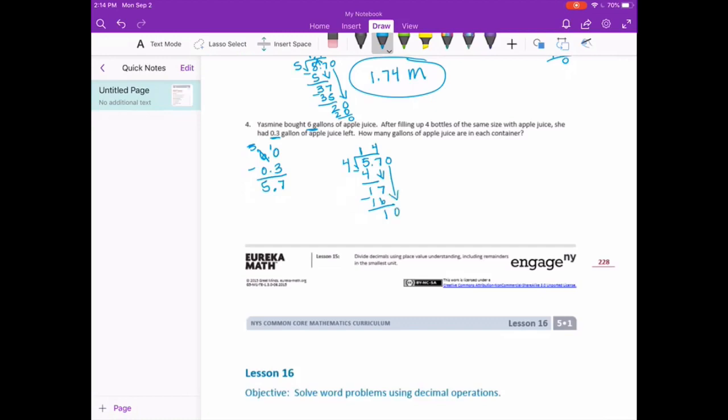4 goes into 10 twice. 2 times 4 is 8. We subtract, we get 2. Can't have a remainder, so we're going to bring down another 0. 4 goes into 20 5 times. 5 times 4 is 20. No remainder. Bring up the decimal point. So we get 1.425 gallons in each.